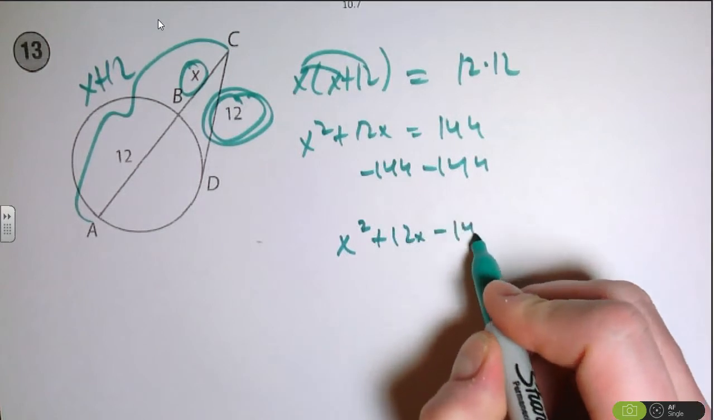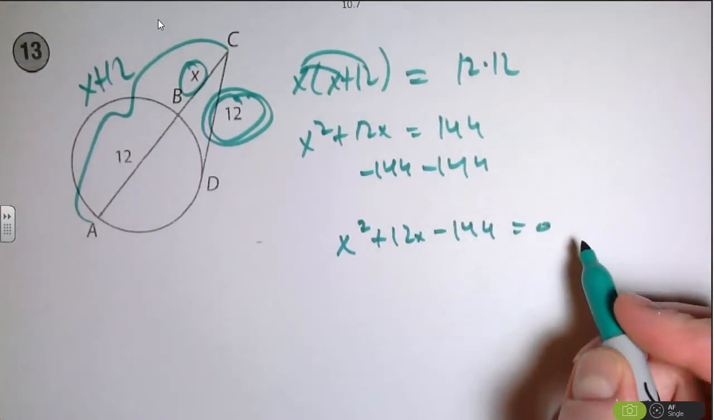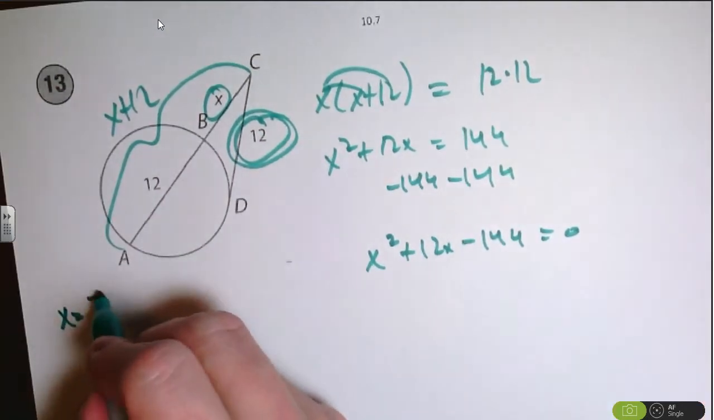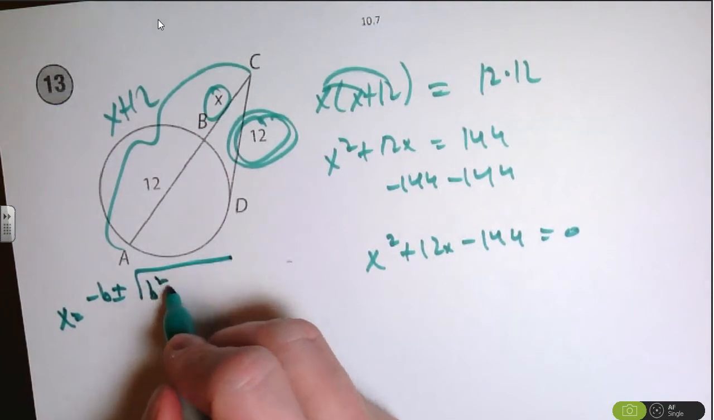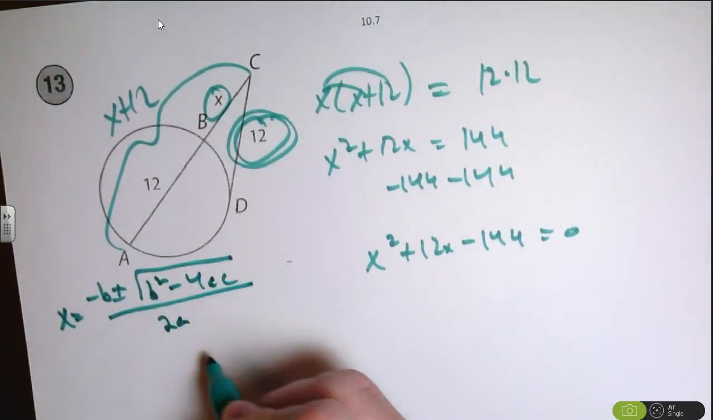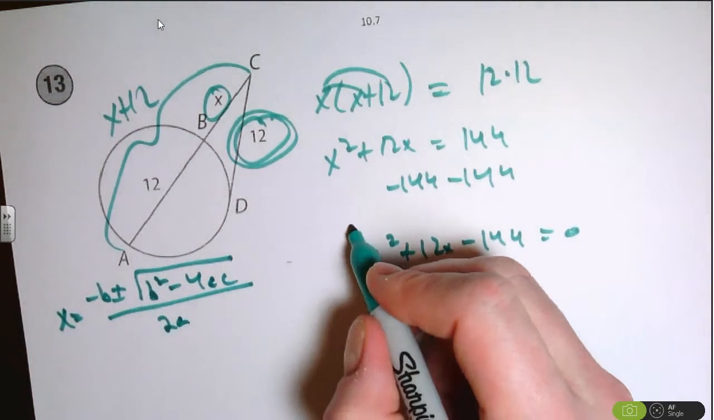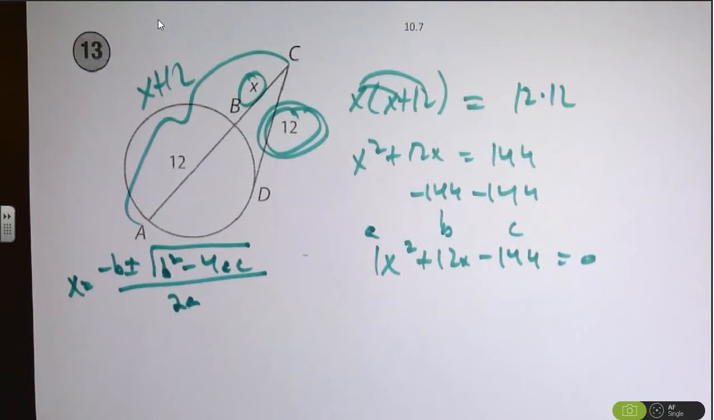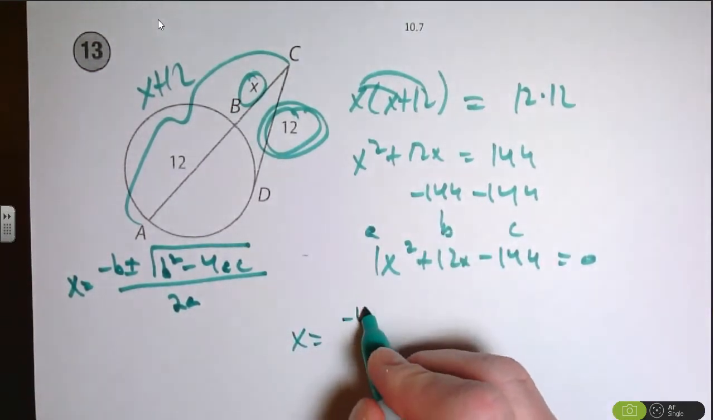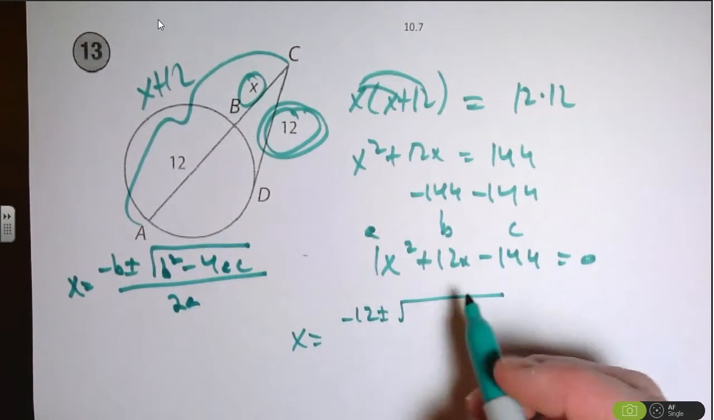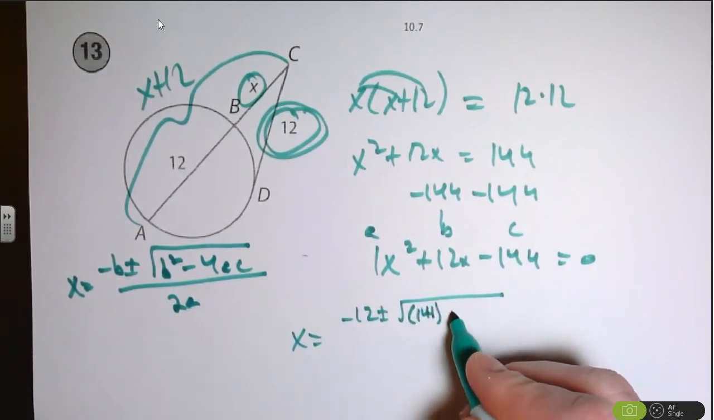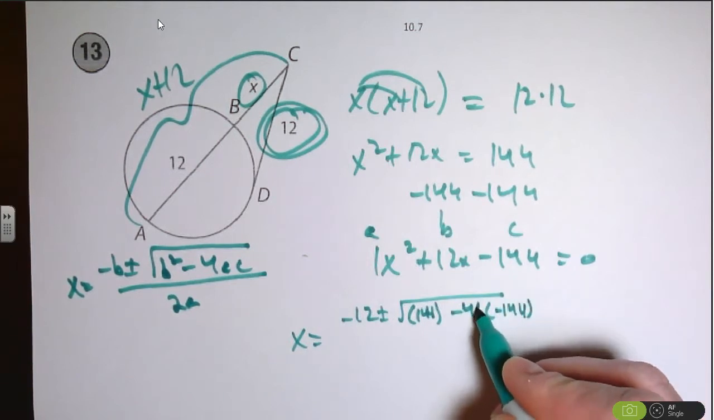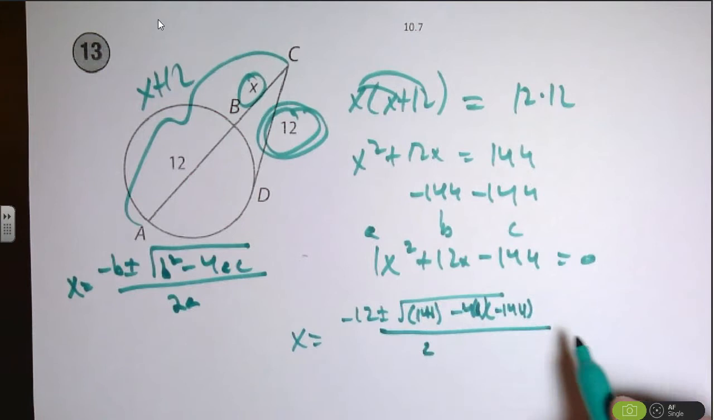Because this is a quadratic, I have to use the quadratic formula. X equals the opposite of b plus or minus the square root of b squared minus 4ac all over 2a, where a is 1, b is 12, c is negative 144. So x equals the opposite of b, square root of b squared, which is 144, minus 4 times 1 times negative 144, all over 2 times 1, which is 2.